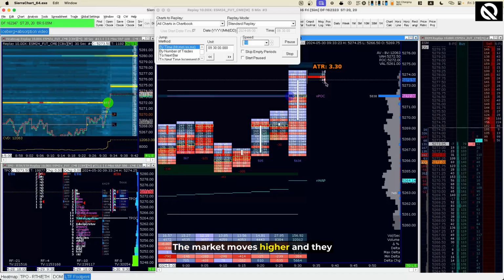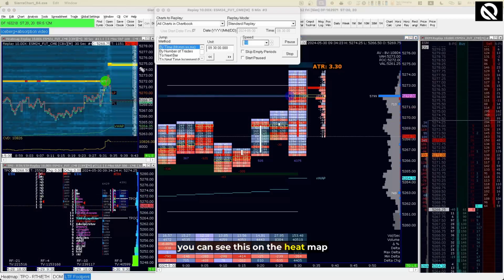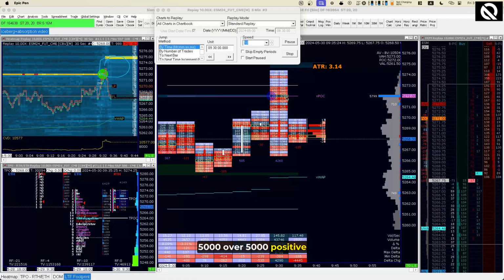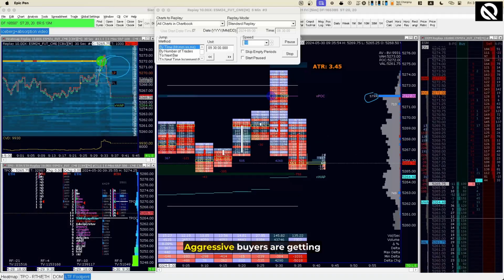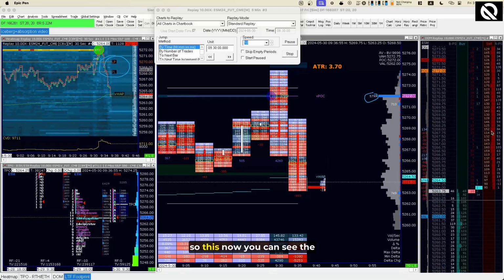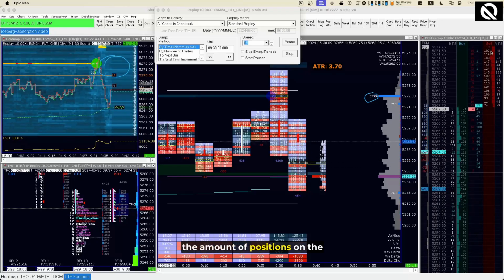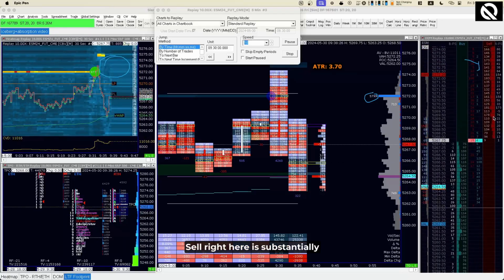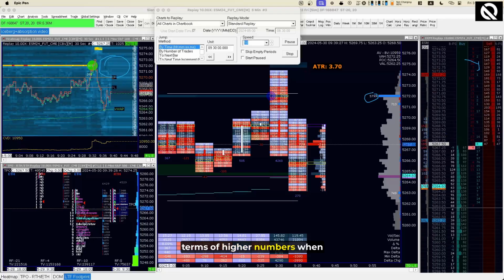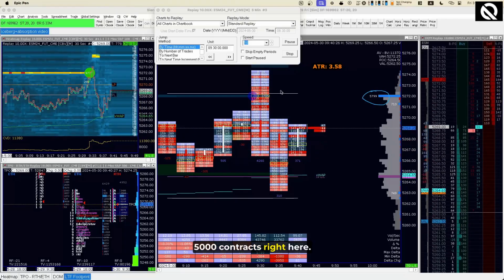The market moves higher and they keep building positions higher again. You can see this on the heat map as well. As you can see, look, over 5,000 positive delta right here. Aggressive buyers are getting absorbed by passive sellers, okay? Now you can see the difference between the volume, in this case the amount of positions on the sell right here is substantially higher and makes more sense in terms of higher numbers when it comes to the open, okay? So you can see again this activity, 5,000 contracts right here.